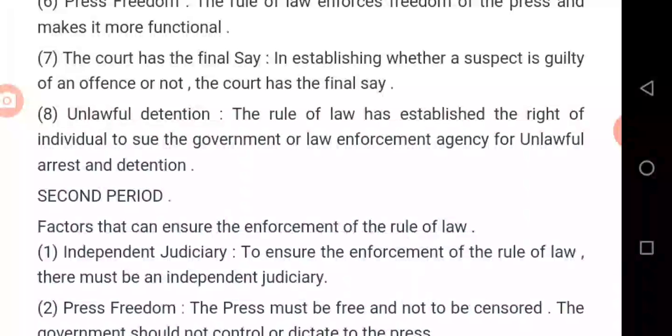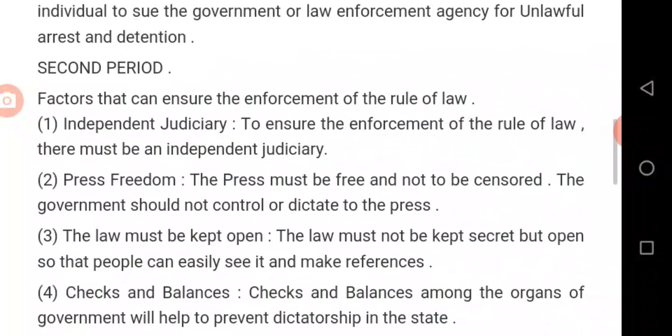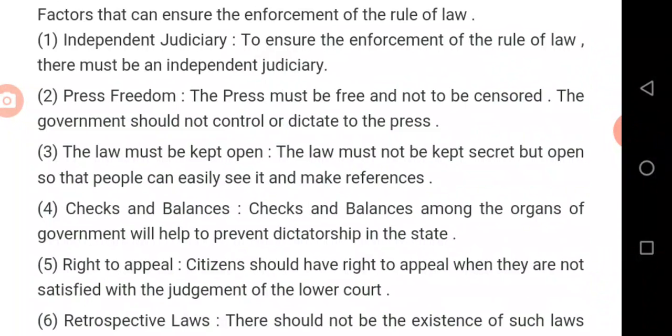Factors that can ensure the enforcement of the rule of law. 1. Independence of judiciary. To ensure the enforcement of the rule of law, there must be an independence of judiciary. 2. The press freedom. The press must be free and not be censored. The government should not control or dictate to the press. 3. The law must be kept open. The law must not be kept secret but open so that people can easily see it and make references.